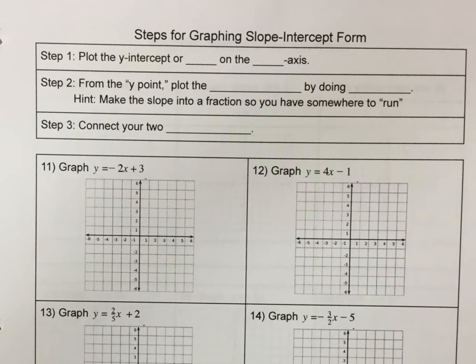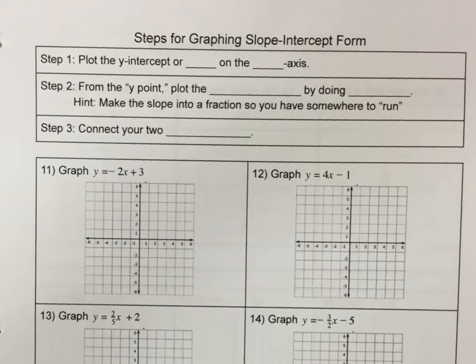Now we're going to do the opposite of what we've been doing. I'm going to give you y equals mx plus b, and you're going to have to draw it on the graph. So step 1 when you're drawing it is you plot the y-intercept, or the b, on the y-axis. That means the up and down axis, you're going to put a dot on there somewhere, wherever it says. From the y point, so you start at the point you've just put, and you'll plot the slope by doing rise over run. And then you just connect the points with a line.